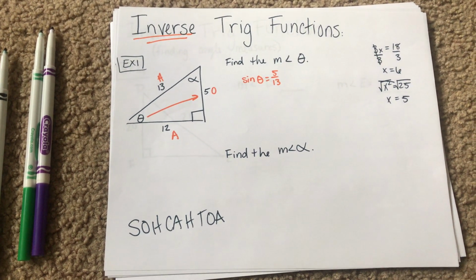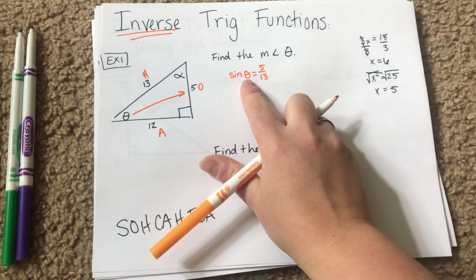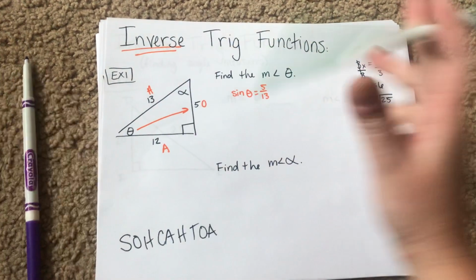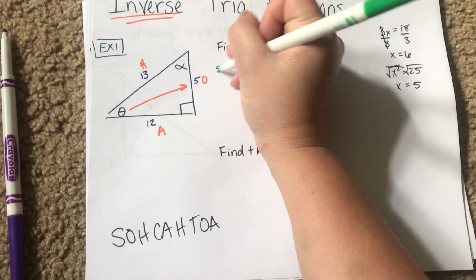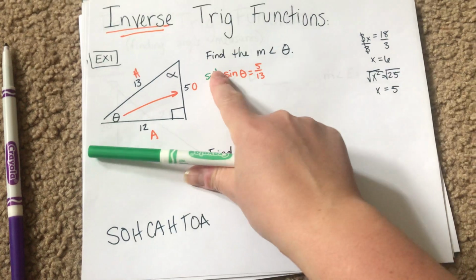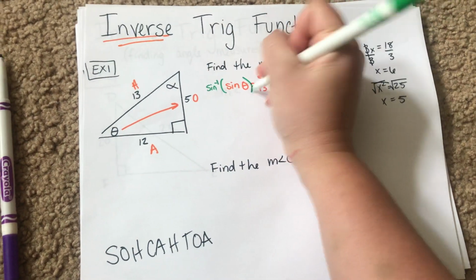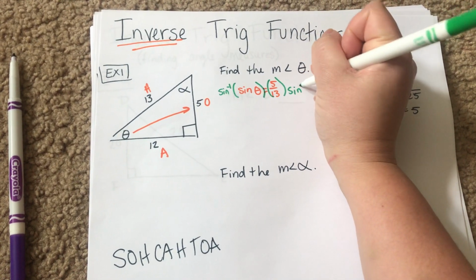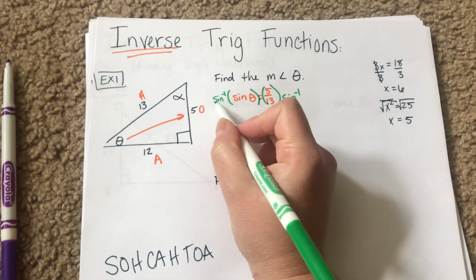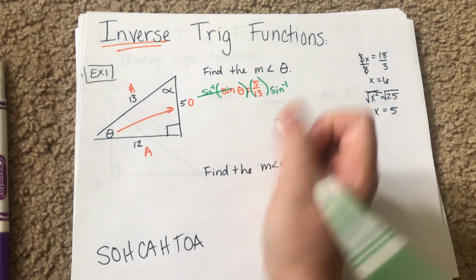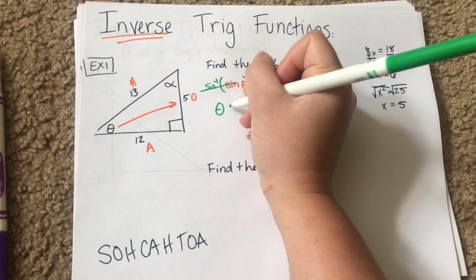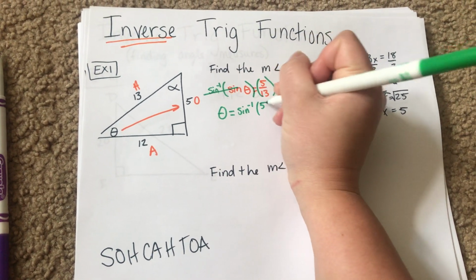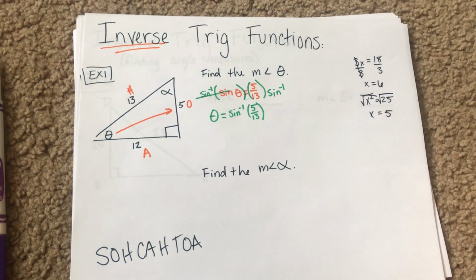But that doesn't tell us anything about the angle. Basically what we're trying to figure out is what theta is, so we want to get theta by itself. The way we would do that is take the inverse of sine, which you write as sine to the negative 1, of sine theta. What we do to one side, we have to do to the other. So the sine to the negative 1 cancels out that sine, and we're left with theta. Theta equals the inverse sine of the ratio we came up with, 5/13.